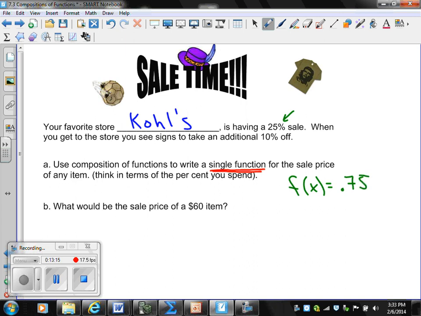Okay, my second function, my second sale, which I'm going to call s, just so we see that it's second. Again, I'm going to write this in terms of x. So whatever comes into s will be in terms of x, right? It doesn't need to be any particular price here. This is just a 10% sale, right? So that means we're going to pay 90%. So this is going to be 0.9 times x.